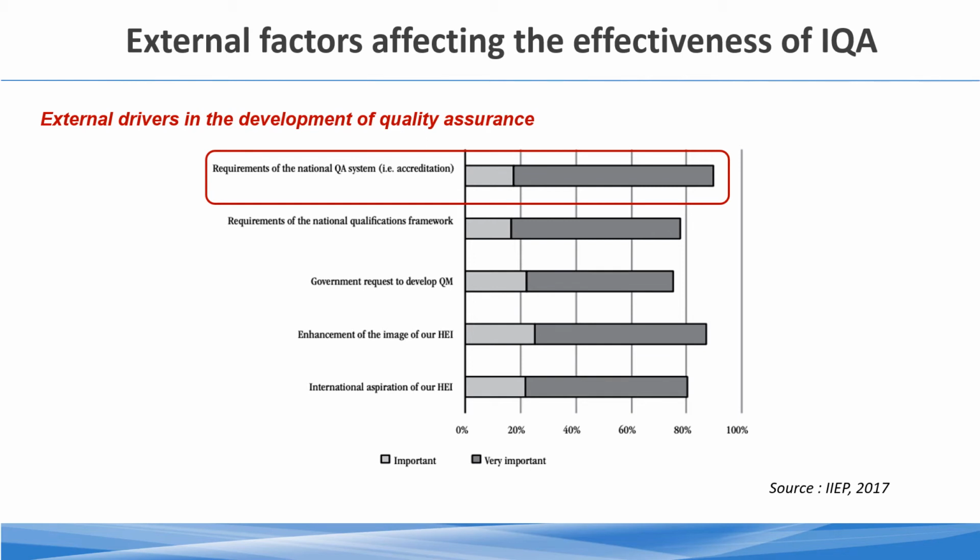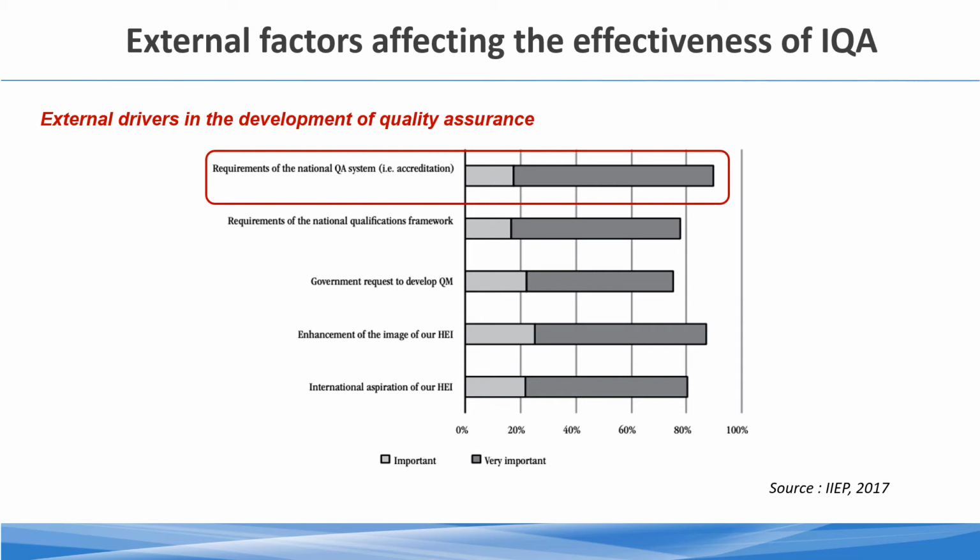In addition to internal factors, there are also external factors that influence the effectiveness of IQA. Indeed, as we have seen, the implementation of IQA in higher education institutions is usually a response to external requirements from the market or from the government through quality assurance and accreditation agencies.